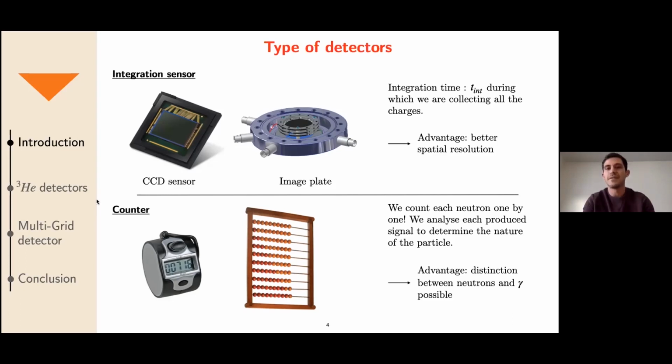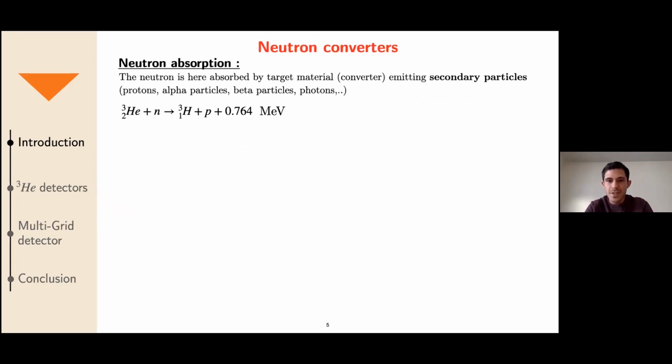To detect something, we produce a detectable current through electrostatic interaction. But neutrons, as we know, are electrically neutral particles. Thereby, we need neutron converters to convert the neutron into a charged particle. The neutron is absorbed by the target material, which is the converter, for example helium-3, emitting secondary particles, for example protons, alpha particles, beta particles, photons, etc.